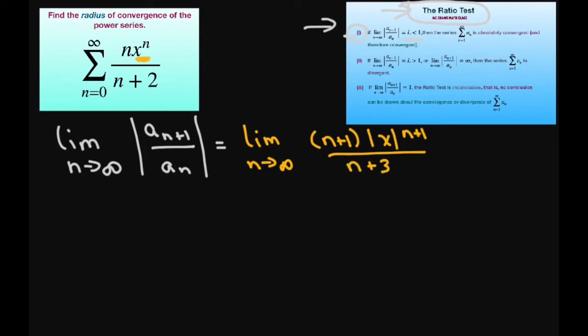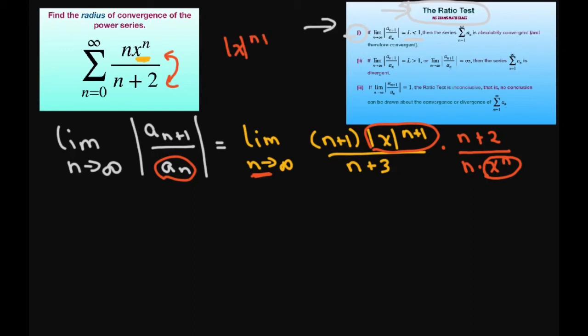All right, now for our a sub n, we're dividing. So that means we're multiplying by the reciprocal. So that's going to be n plus 2 divided by n times x to the power of n. Now, we're taking the limit as n approaches infinity. So what I want to do is get this x out. So if I take this x and this x, this is going to be absolute value of x to the power of n plus 1.